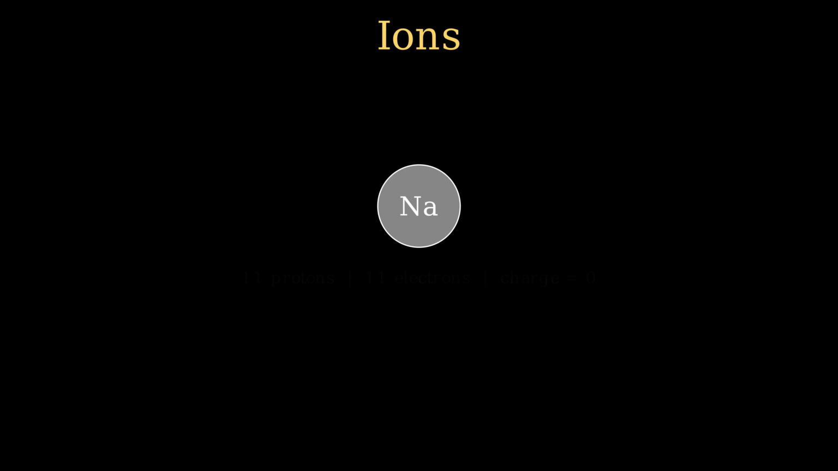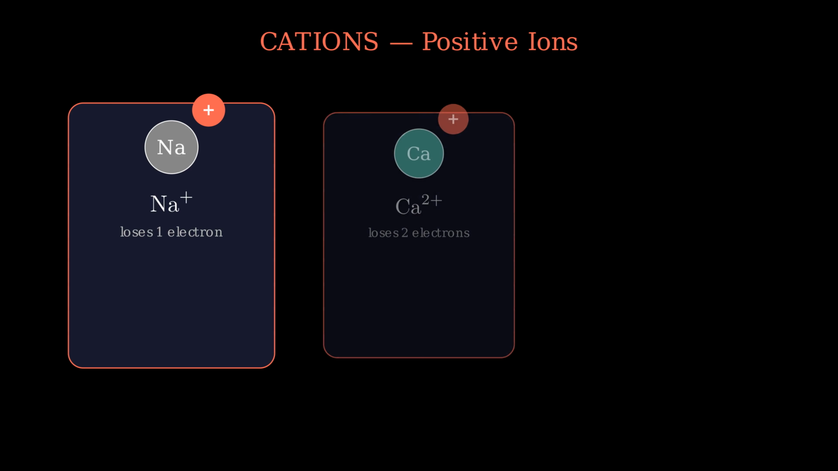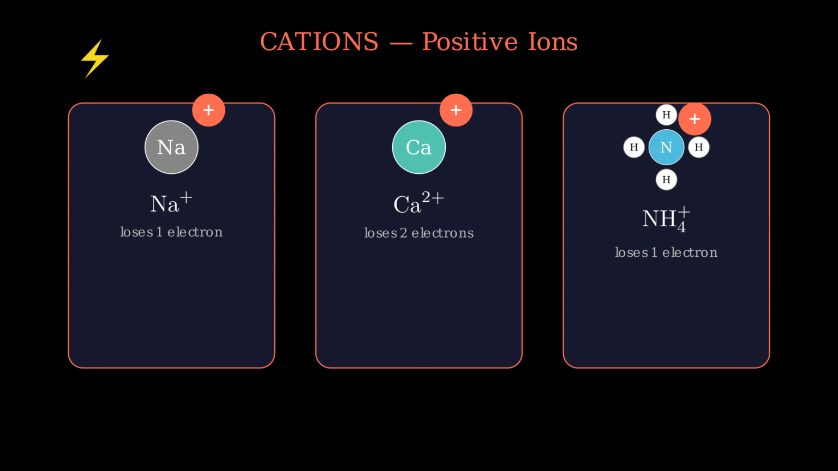Not all particles in chemistry are neutral molecules. When an atom gains or loses electrons, it becomes electrically charged. We call these charged particles ions. When an atom loses electrons, it becomes positively charged. We call it a cation. Common cations include sodium Na+, calcium Ca2+, and ammonium NH4+.